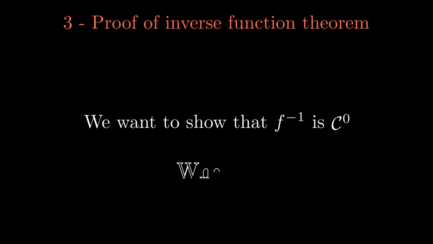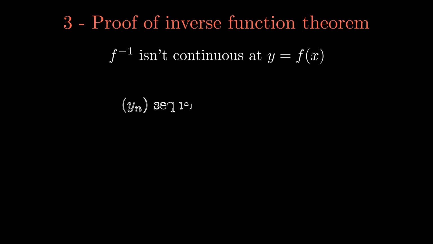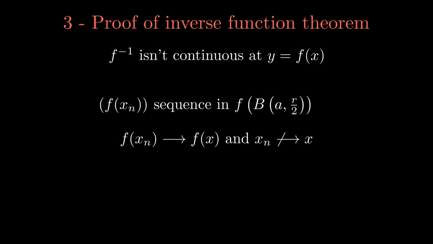But then, on which set is f-1 continuous? We show that it is on the subset of its domain, defined by the image of the ball of radius r/2. We'll again use contradiction. If f-1 isn't continuous at y, then it means we can choose a sequence of points that verify the following. But this sequence lives in the image of the ball of radius r/2, so it can be written as the image of a sequence in this ball.